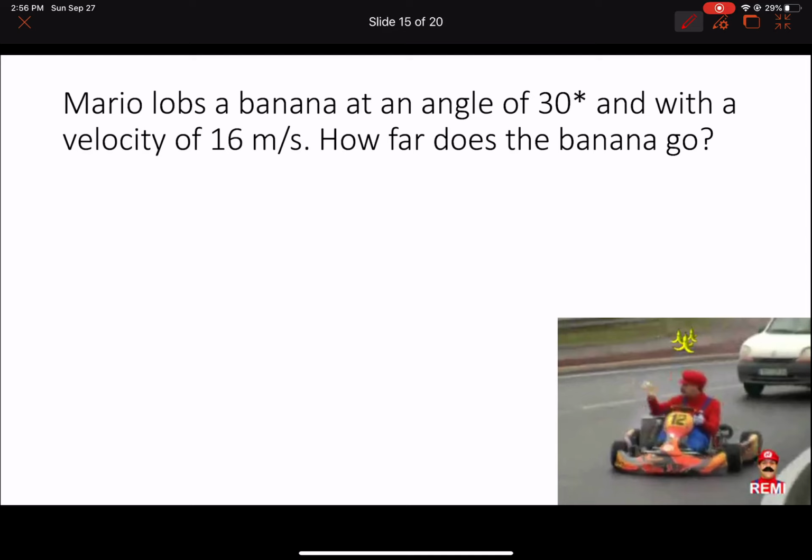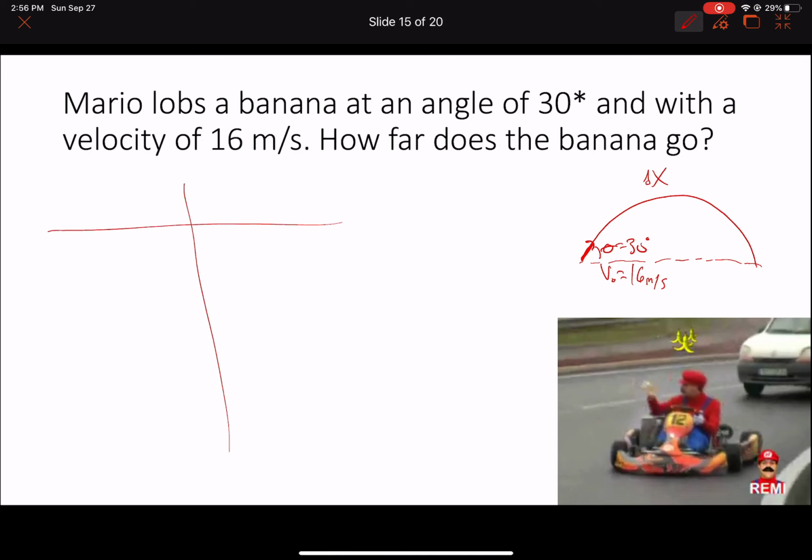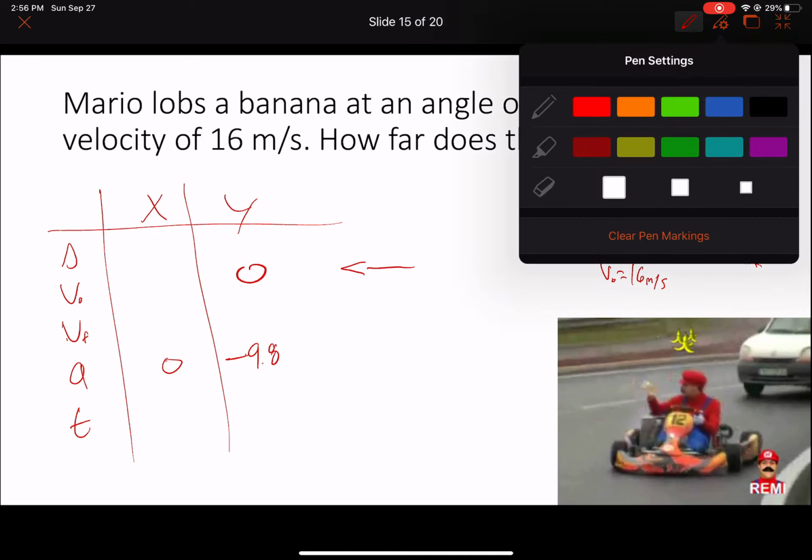So we draw a picture. We have a banana. It shoots off at 30 degrees with a velocity of 16 meters per second. And we want to know how far it goes. So we want to know the delta x. So we can draw our t-chart like normal: delta, v naught, v, f, a, t. We can fill in what we know. And because it's not a horizontal launch, we don't get to fill in this part like we did last time. We used to fill in 0 here. It's not a horizontal launch, so we can't do that.